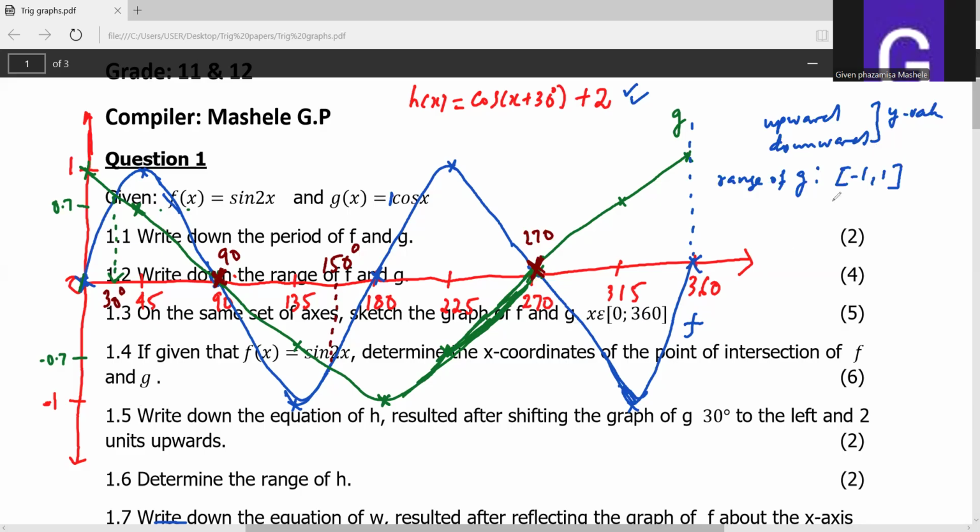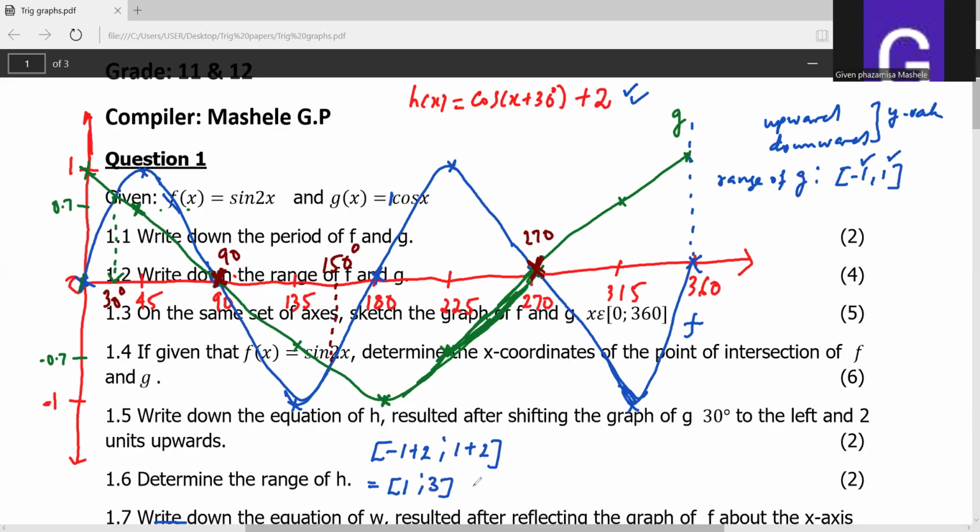But look at this, if the graph now is going to shift 2 units up, it means any point from minus 1 is going to go to what? To 1, because to move from minus 1 to 0, 0 to 1. So how are we going to calculate the range of h? We look at the minimum of g and the maximum of g. It's minus 1 and 1, which means you're going to add 2 to both, because we're moving upwards. So it's going to be minus 1 plus 2 and 1 plus 2. So we add 2 on both sides. So the range will be from 1 up until 3.